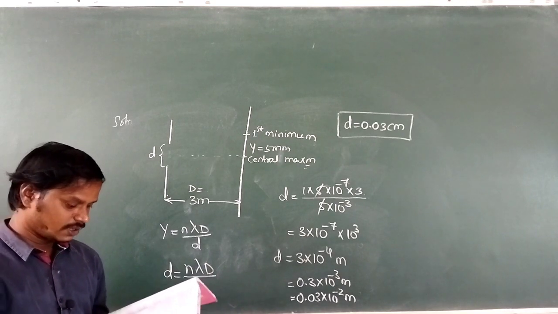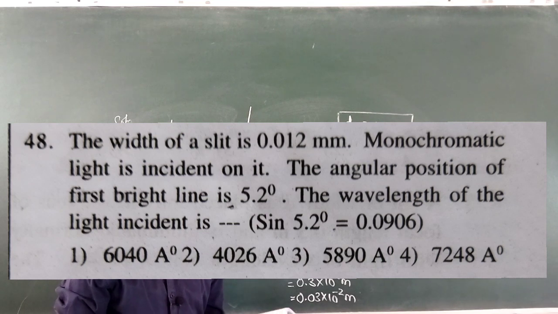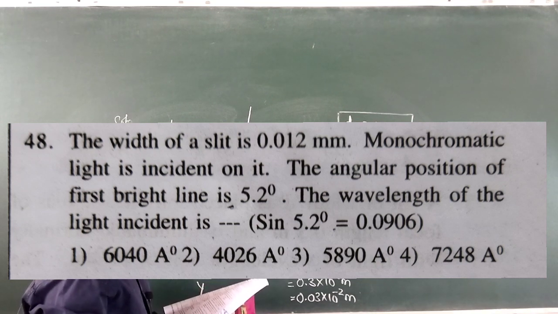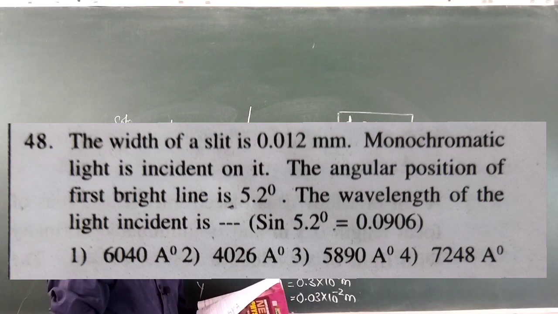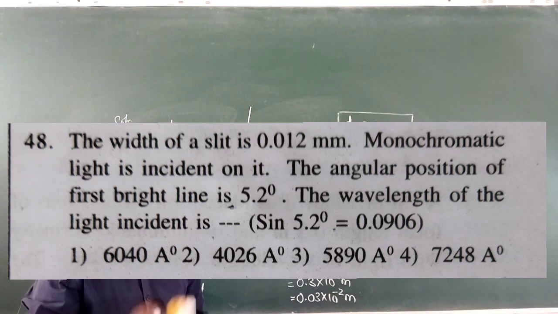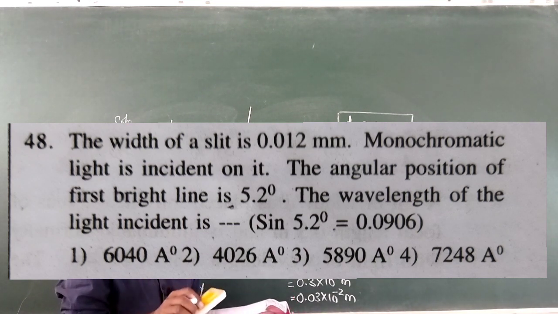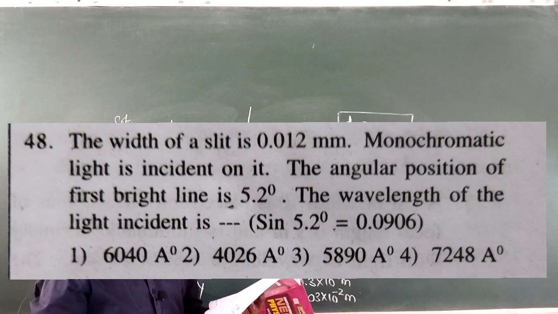Now next question. The width of a slit is 0.012 millimeter. So the width of the slit given is 0.012 millimeter. Monochromatic light is incident on it. The angular position of first bright line. First bright line means here first diffraction maxima. Bright line means maxima, so dark line means minima. The angular position of the first bright line is 5.2 degree.